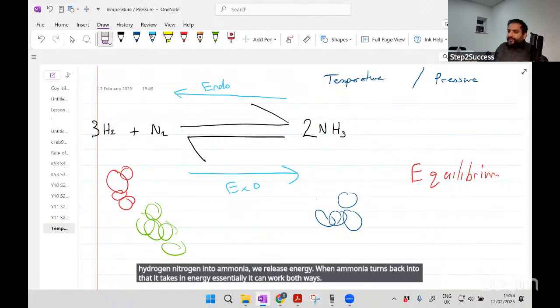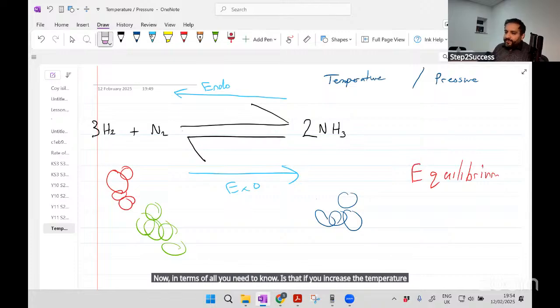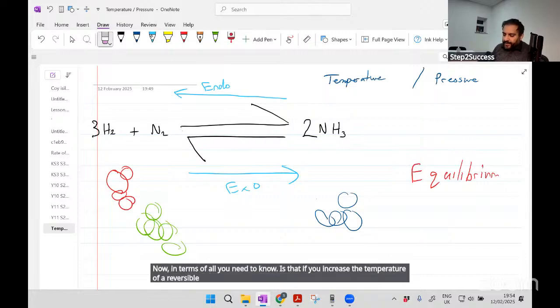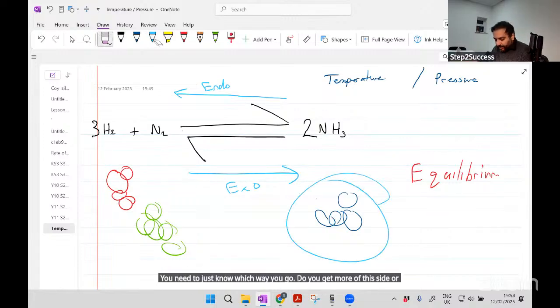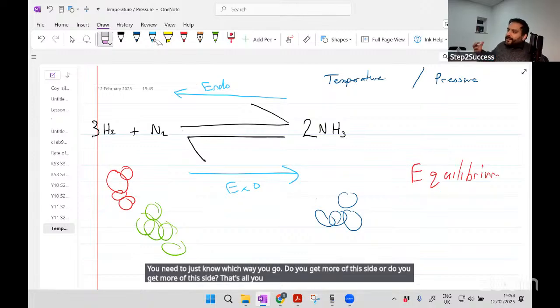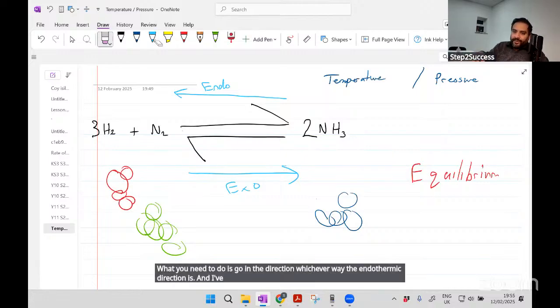Now, all you need to know is that if you increase the temperature of a reversible reaction at equilibrium, you need to just know which way you go. Do you get more of this side or do you get more of this side? That's all you need to be able to understand. So if you increase the temperature of this reaction, what you need to do is go in whichever way the endothermic direction is. And I've told you, they will tell you in the question usually which way that is.